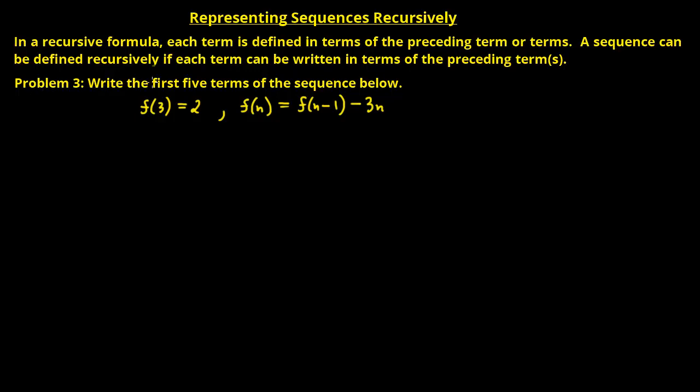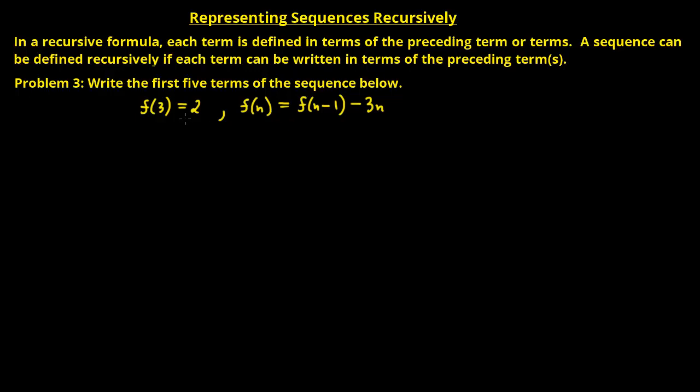Here we're told to write the first 5 terms of the sequence below, and we have that f of 3 is equal to 2, and we have this recursive formula where f of n is equal to f of n minus 1 minus 3n. So here we have that the nth term is equivalent to the preceding term minus 3 times the term number. And the third term here is 2. So it wants us to write the first 5 terms of the sequence.